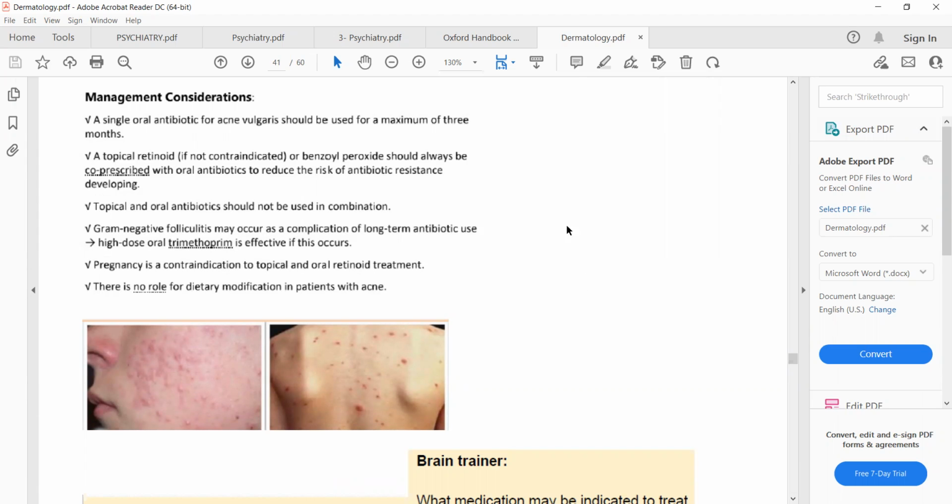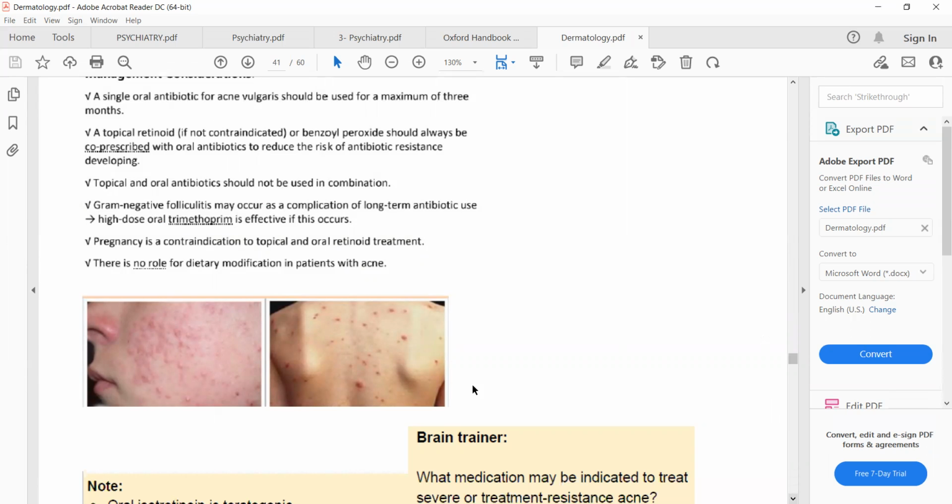So depending upon the severity of the acne, that is mild, moderate, and severe acne: for mild acne, the presence of comedones, we will label it as mild acne. If papules and pustules are present, then we will label it as moderate acne, and for severe acne, nodules, pitting, and scarring are present. Management is very simple: oral antibiotic along with benzoyl peroxide to prevent antibiotic resistance. Remember that topical and oral antibiotics should not be used in combination.